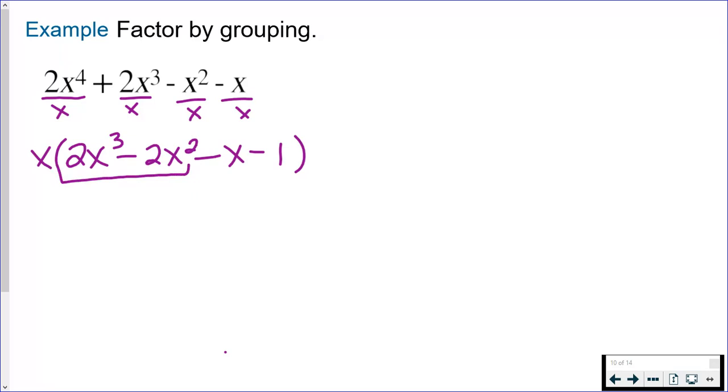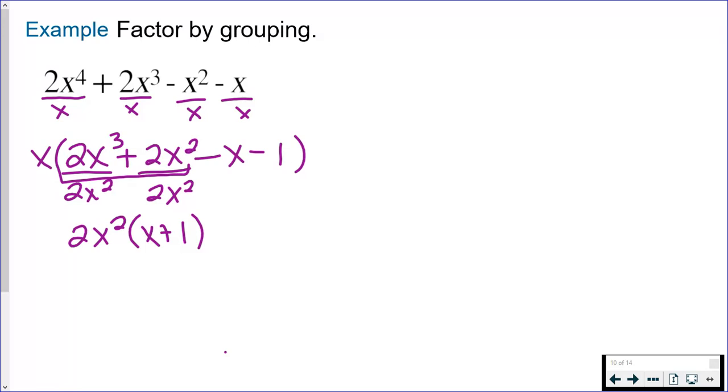In my first group, 2x cubed minus 2x squared, I'm going to divide by 2x squared. I'm sorry, that was supposed to be a plus sign, not a minus sign. Okay, it's 2x cubed plus 2x squared. Please change that to a plus. I apologize. Okay, so we have x plus 1 left over when we divide by 2x squared.